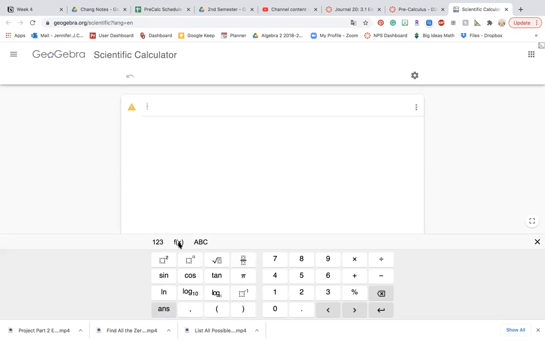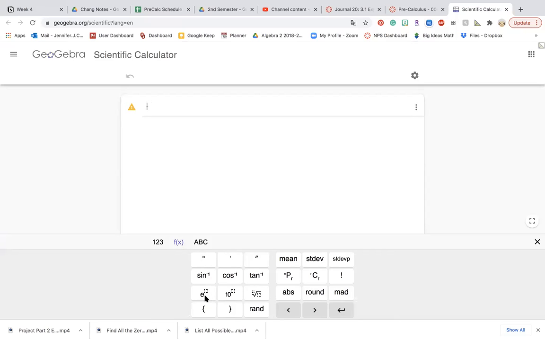And then if you need e, if you guys remember in Algebra 2, you guys learned about e, which is also kind of like pi. It represents a number, 2.718. If you guys remember that, probably no one does. No worries, we'll learn about it again in this chapter.